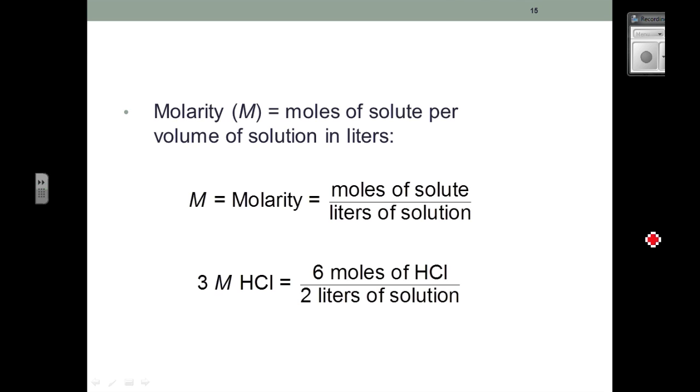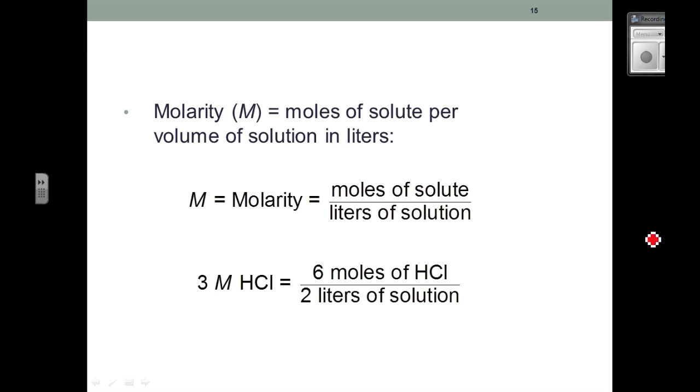All right, the next one. This is what you're going to use most often. This is what you see in labs. Molarity: moles per liter. So that is our moles of solute per liter of solution. So in a 2 molar solution of hydrochloric acid, what does that mean? 2 moles of HCl per liter of solution.